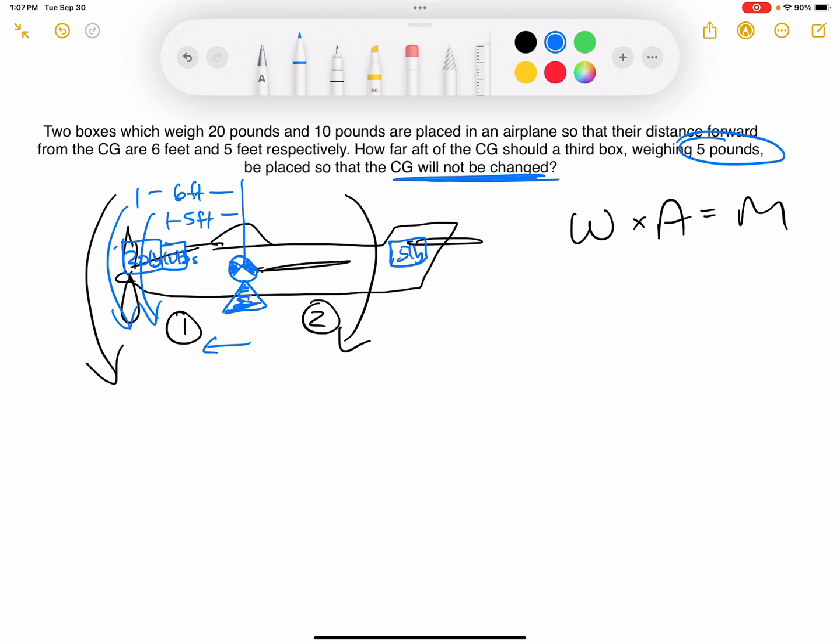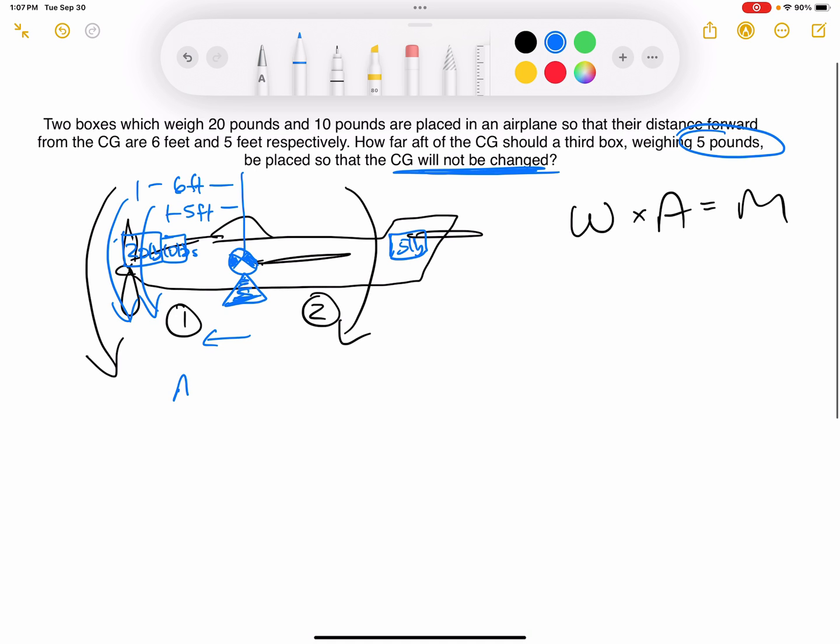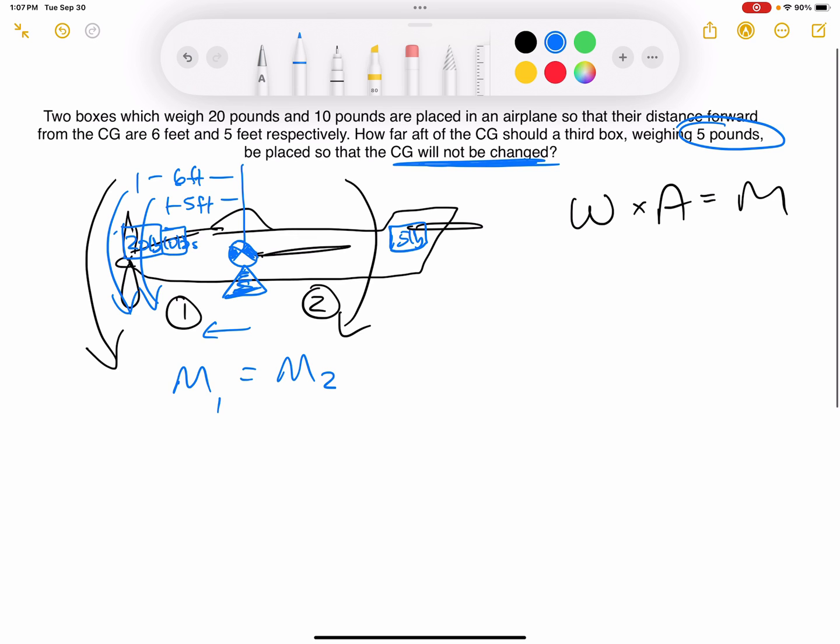Okay, so how do we go about solving this problem? We need the moments on side 1 to equal the moments on side 2. We've added 2 new moments on side 1, so we need to figure out what those moments are. We're going to use our equation, WHAM, and we know that the weight of the first box is 20 pounds, and it's at a lever arm distance of 6 feet. So 20 times 6 is 120, and the unit is foot-pounds, the exact same units as the torque.